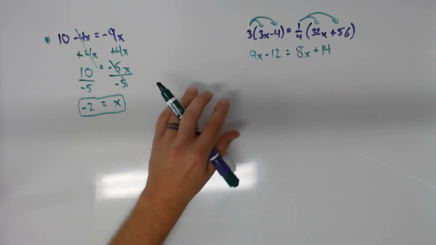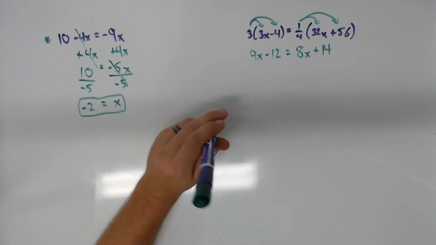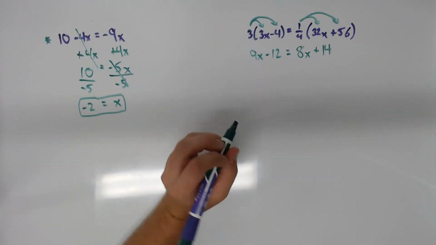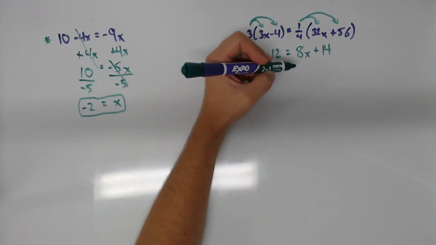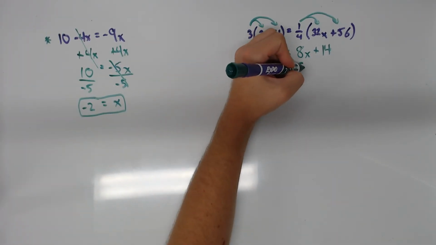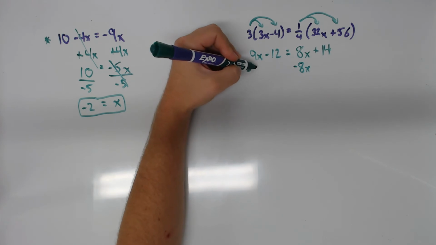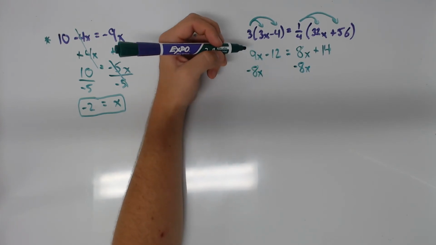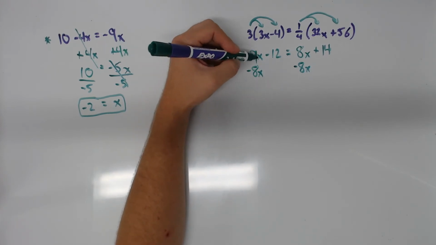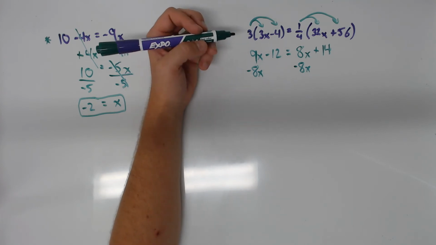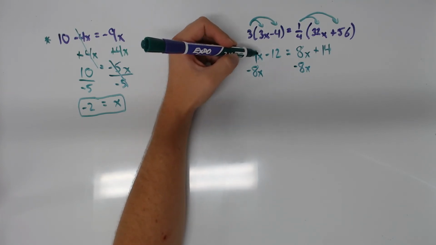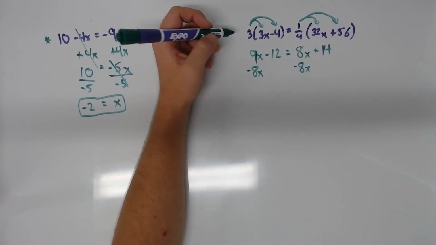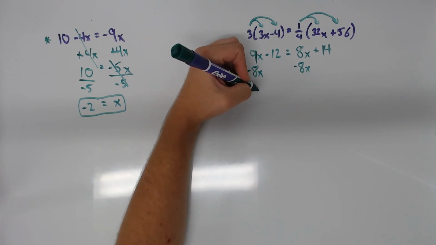Next goal is to get the variables all on the same side using our addition or subtraction steps. All right, so I'm going to subtract the 8x. Now here's a little thing I do that's just a preference. I like to keep what's in front of the x positive if it's convenient. So here, subtracting 9x would put a negative in front of that. I don't like negatives as much as I like positives.